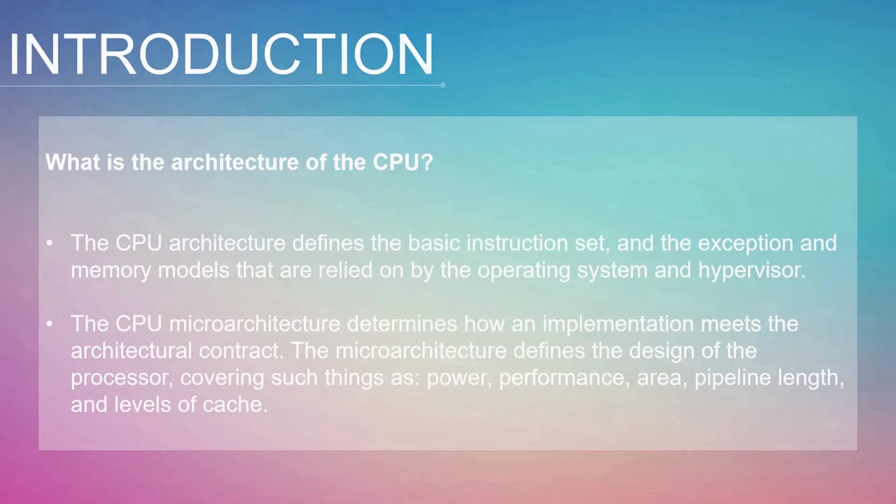The CPU architecture basically defines the instruction set, the functionality of the CPU, and the memory models that the operating system relies on. The CPU microarchitecture defines the implementation and the design of the processor.